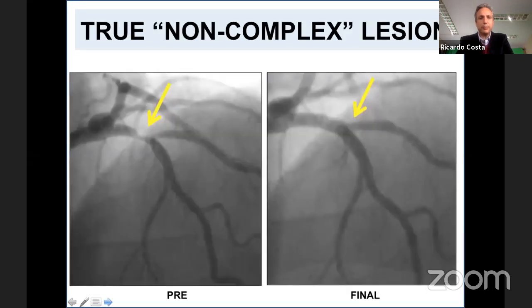So this is a truly non-complex lesion, I would say. It's an important side branch, not that much disease. The disease is more in the proximal part of the bifurcation. And the final result with a provisional approach, stent in the main vessel, is very, very straightforward, no issues.